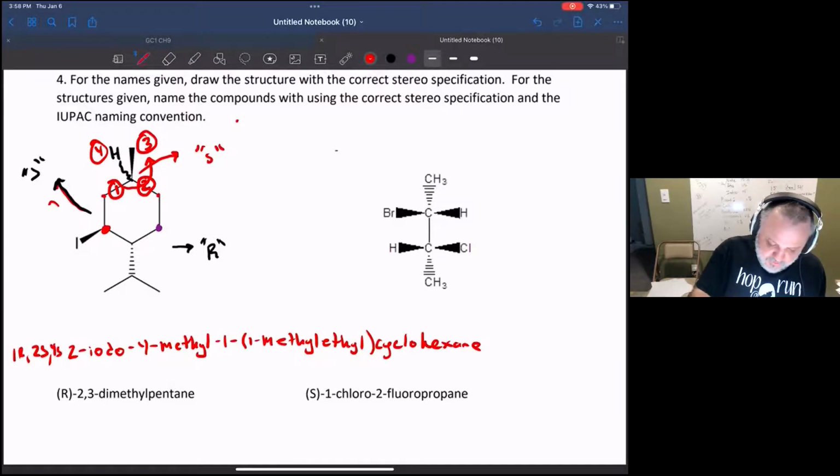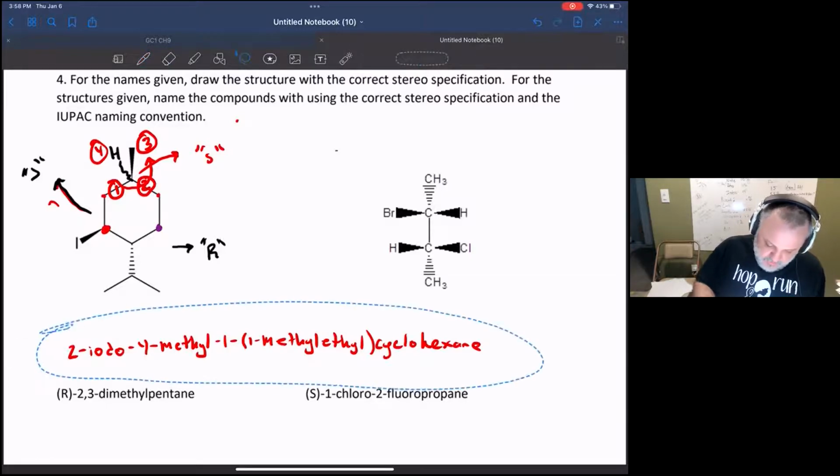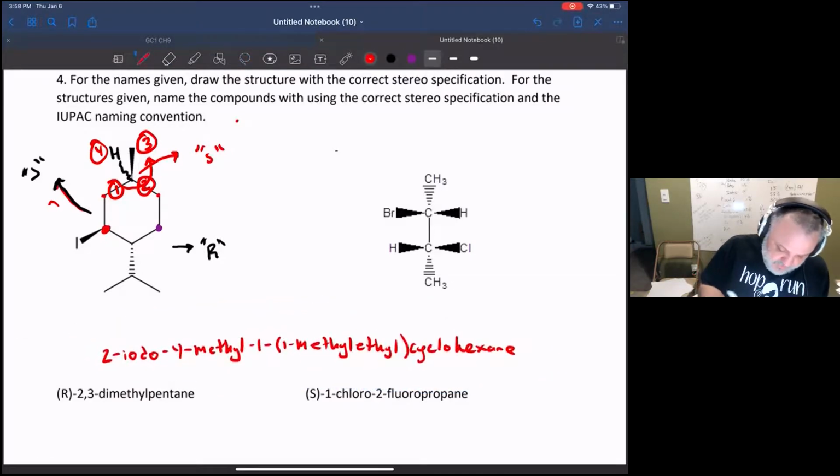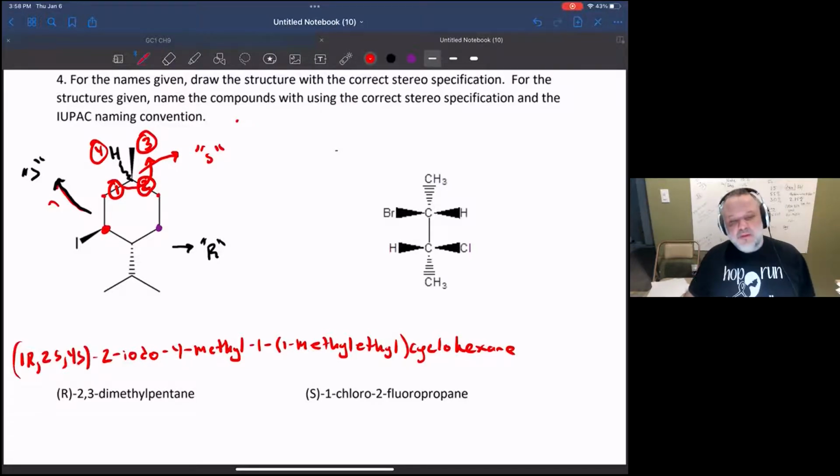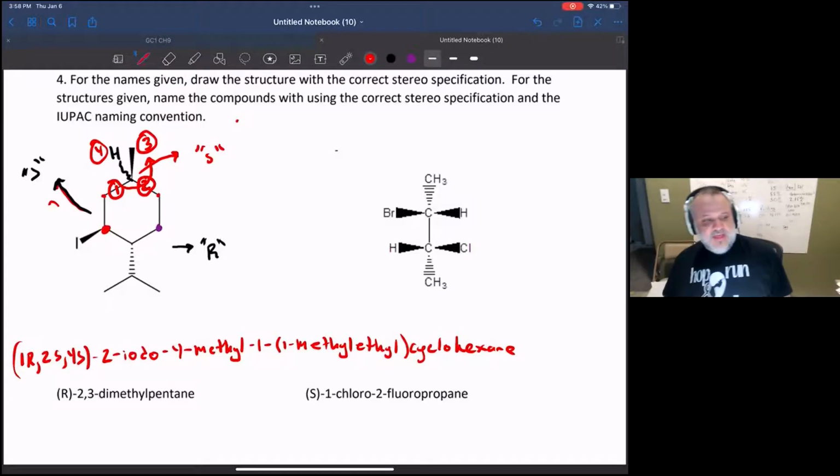So let me actually make some room. Move this guy over just a little bit. And so now I can do this again. 1R, 2S, 4S. And that's the name. Okay. Got that one done. Now let's try this next one.